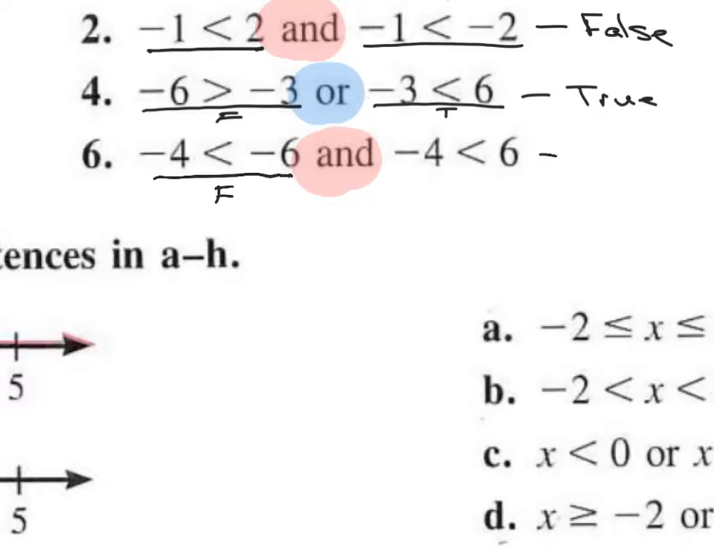All right, I actually already know the answer to this then. How do I already know the answer? Because if one of them is false, this is "and," they would have to both be true. One of them's not, so sorry, it's already false.